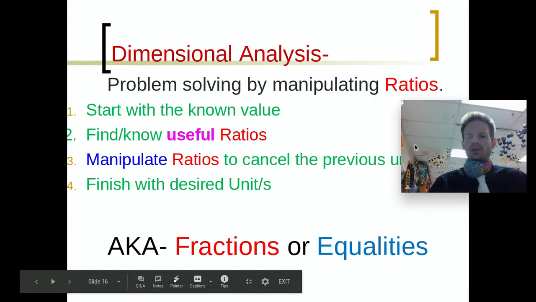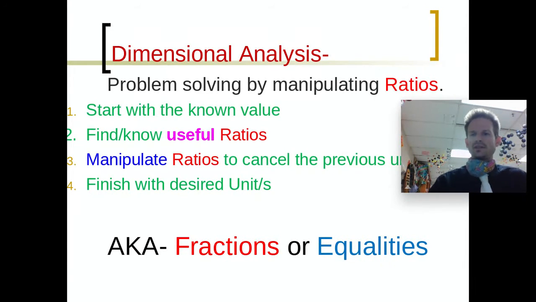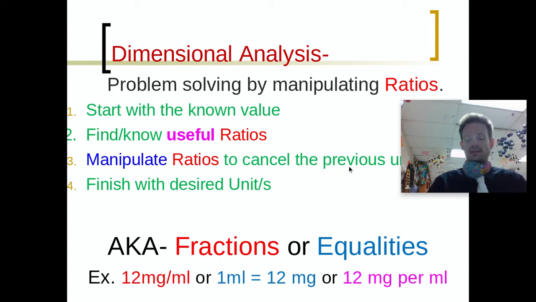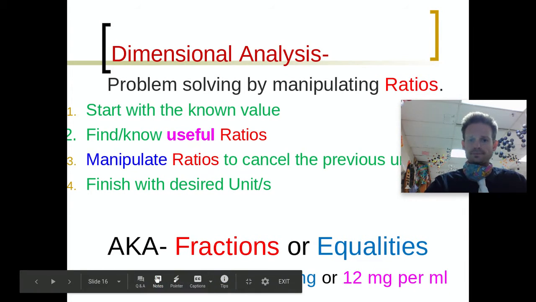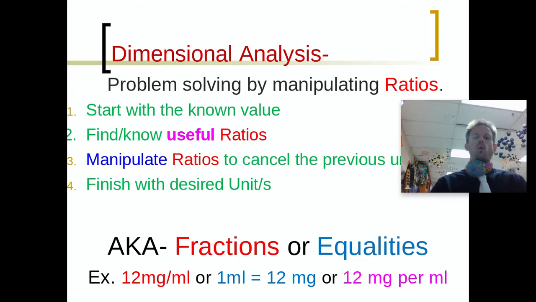So basically we have to know what ratios are. Another name for them is fractions, right? Or equalities. And what I want to show you is there's lots of different ways the same thing can be shown to you, right? So we have 12 milligrams divided by milliliters, right? 12 milligrams per milliliter is this one. And then we have 1 milliliter is equal to 12 milligrams, or vice versa, 12 milligrams equal 1 milliliter. Or we have 12 milligrams per milliliter in words, right? All of these mean the same thing. All of these are ratios or equalities. They're equal to each other.